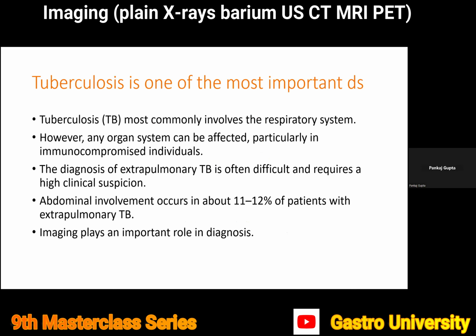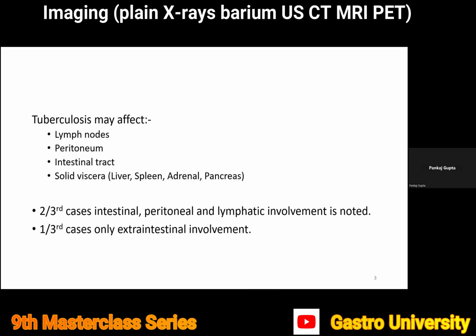The introduction part has been mostly covered, and we know the gravity of the situation. Tuberculosis remains one of the most common diseases in our country. Though pulmonary tuberculosis is most common, we see a fair bit of extrapulmonary TB, of which abdominal involvement occurs in around 11 to 12% of patients.